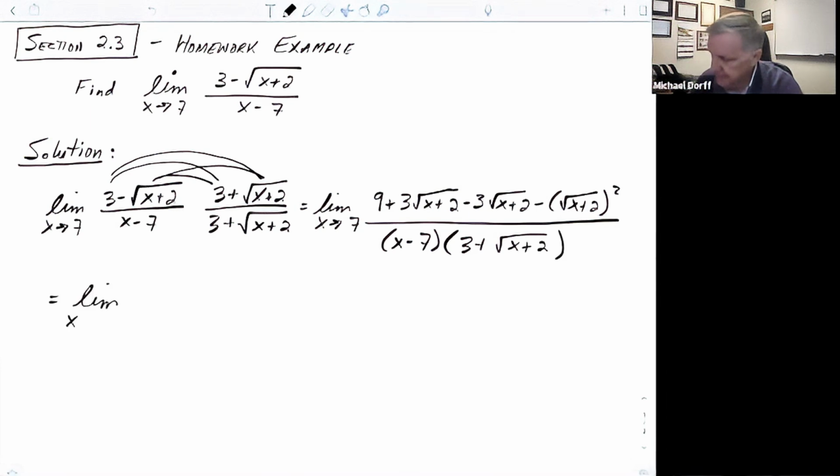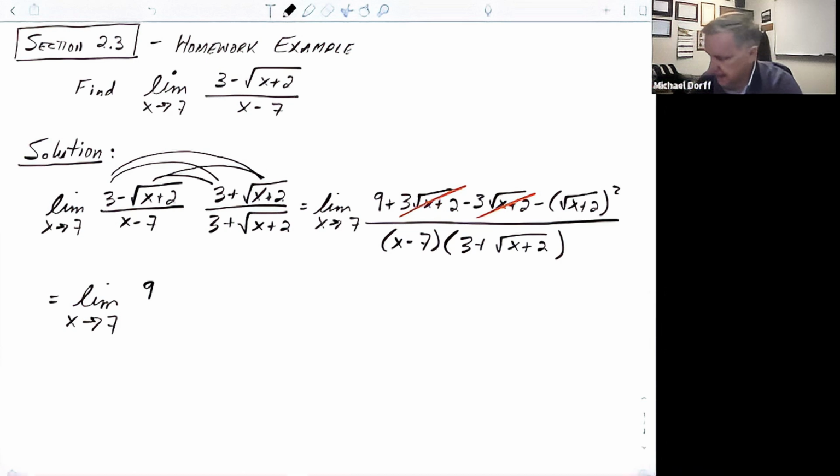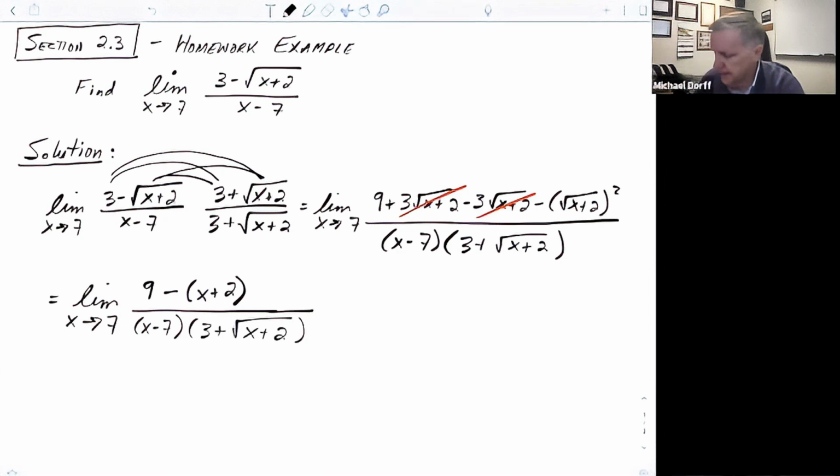Now let's simplify what's on the top. I have a 9. Notice that I have a plus 3 square root and a minus 3 square root. If I've done this correctly, those will always cancel out. The last term is minus the square root squared, which gives me what's underneath the square root, so x plus 2. I'm going to keep parentheses there because I have that minus sign in front of it, and that will help me not make an algebra mistake. I'll write down what I have in the denominator still, and again, notice I'm not multiplying through by these terms.